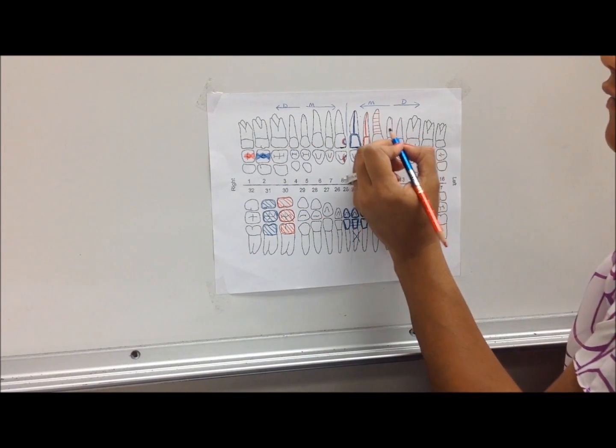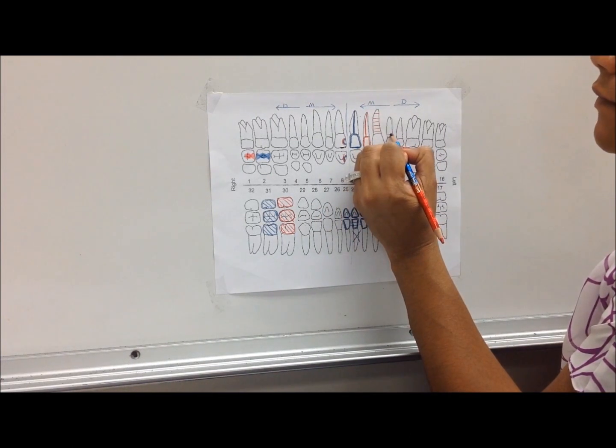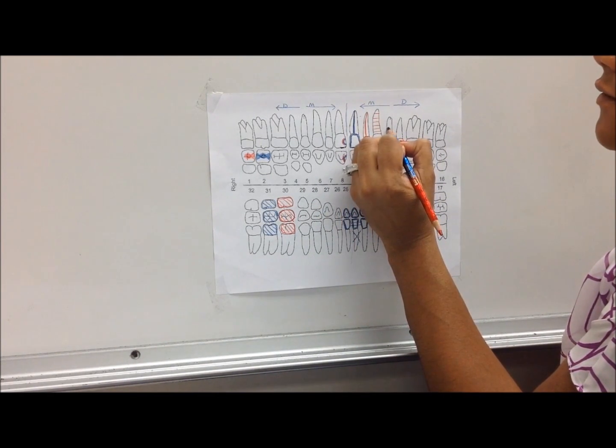On tooth number 12, if they already have an existing implant, you'll use the blue side of your pencil.